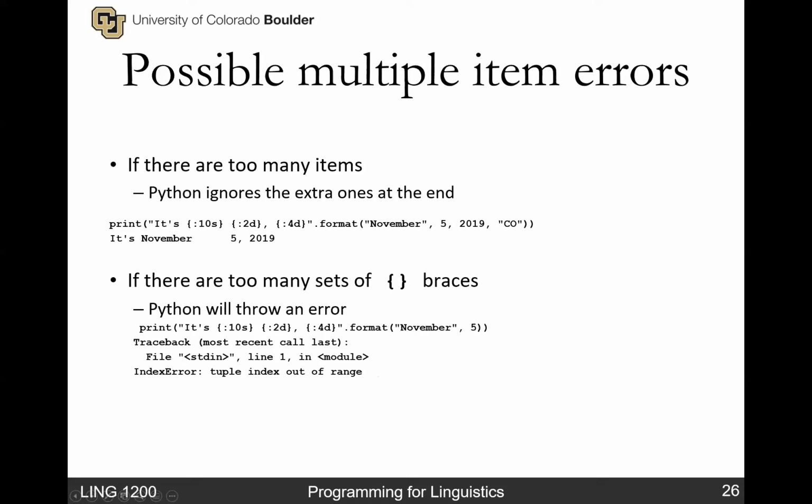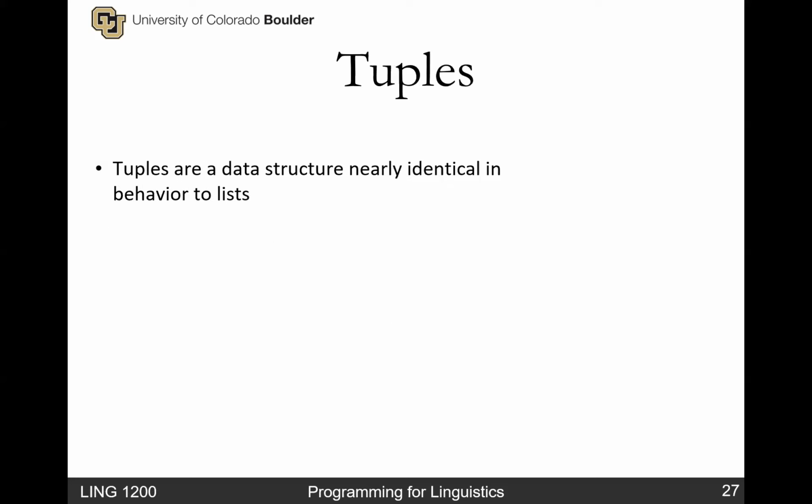Tuple what? What kind of index? Haha. Here we have a brand new data structure. So we've just been introduced to a brand new data structure that we haven't seen before. So far we've seen strings and lists. Tuples is a new data structure. And it's nearly identical in behavior to lists, but there are some differences.